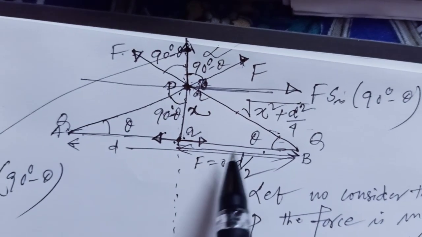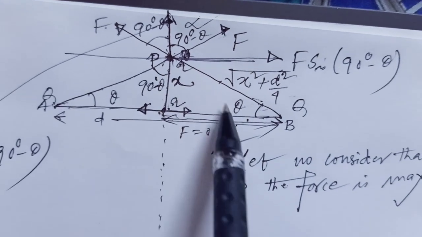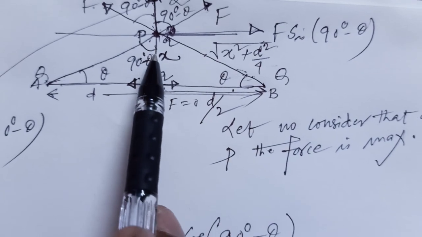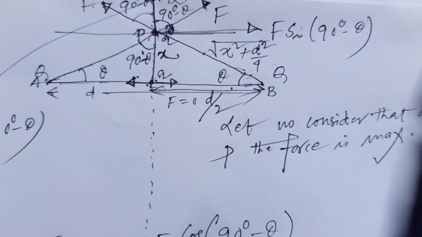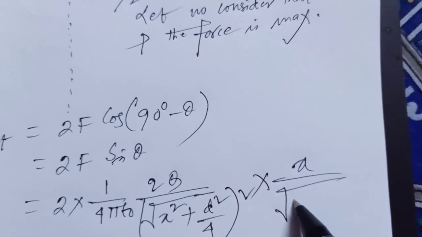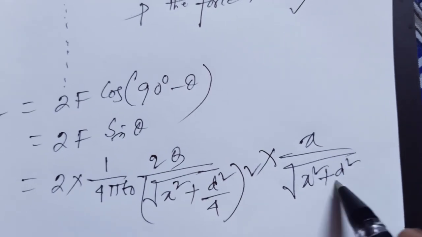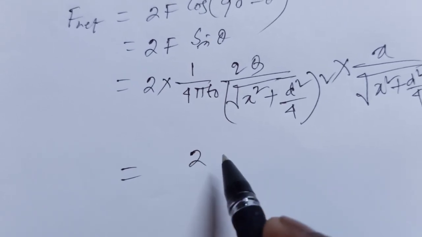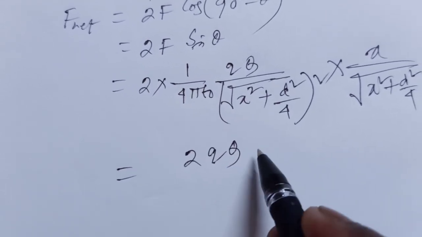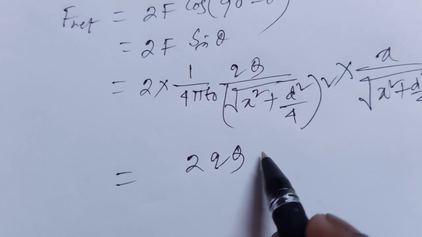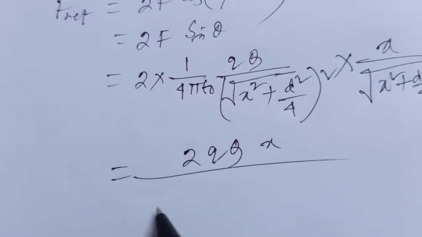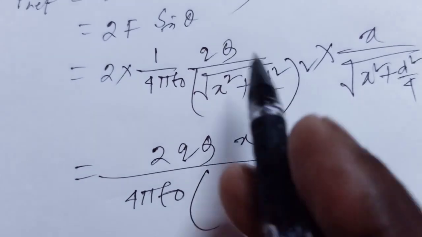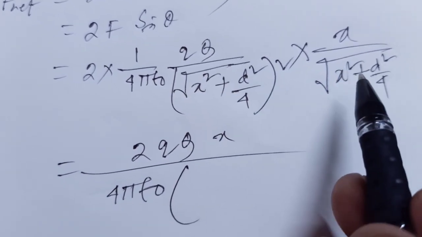What is sine theta? So theta means perpendicular by hypotenuse. So the opposite of this theta is x, and this is root over of x square plus d square by 4. So this is equal to 2 q Q x by 4 pi epsilon naught into, this is a square, so the root is cancelled, and this is root.